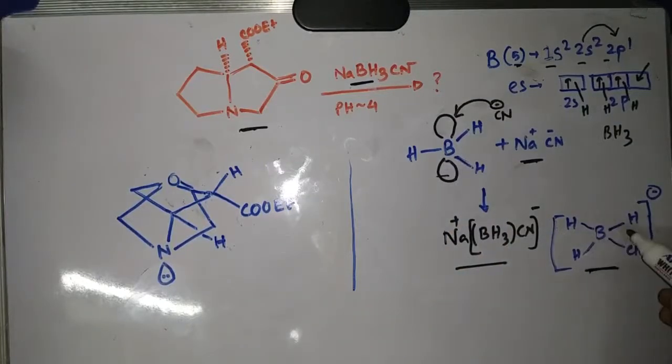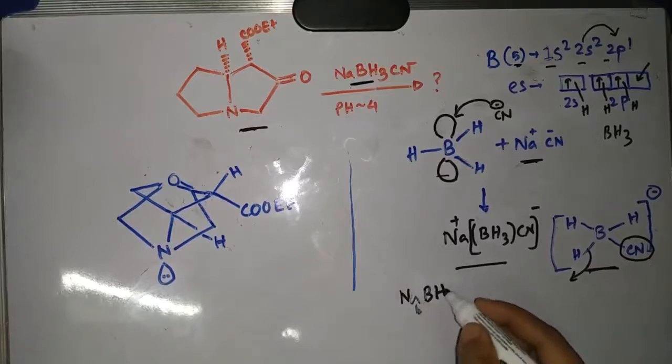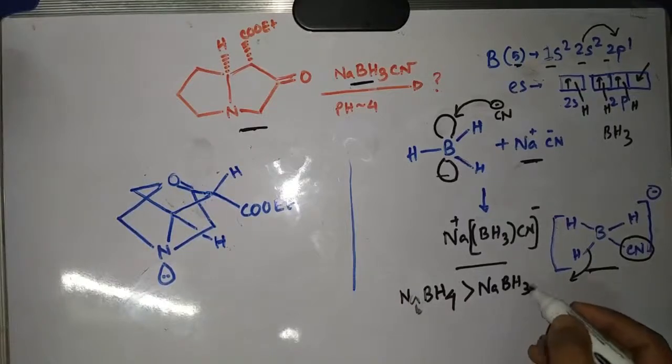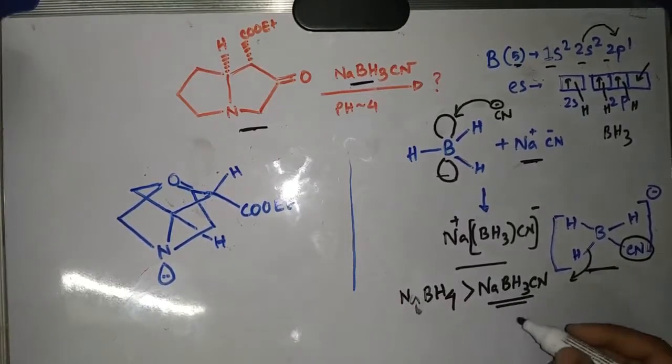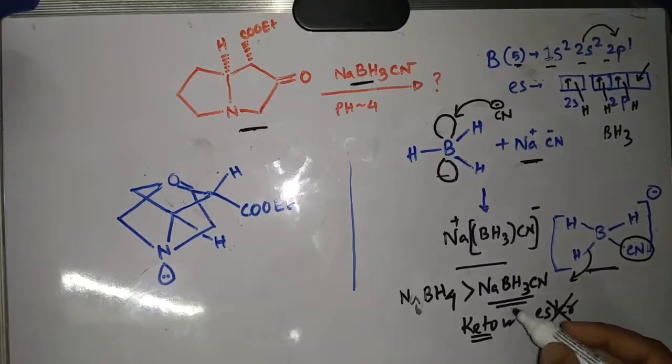In this complex, the CN attached to BH3 is electron pulling, or electron withdrawing, in nature, and therefore hydride donation by this compound will be very low, and it will be much less reactive. The reactivity pattern is that sodium borohydride, NaBH4, is more reactive than NaBH3CN. Therefore it selectively reduces the keto group but will not reduce the ester, only the keto, and that too in the presence of pH 4.